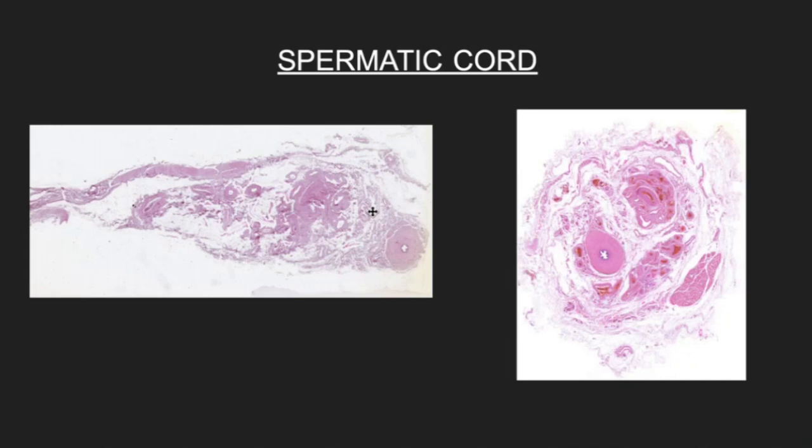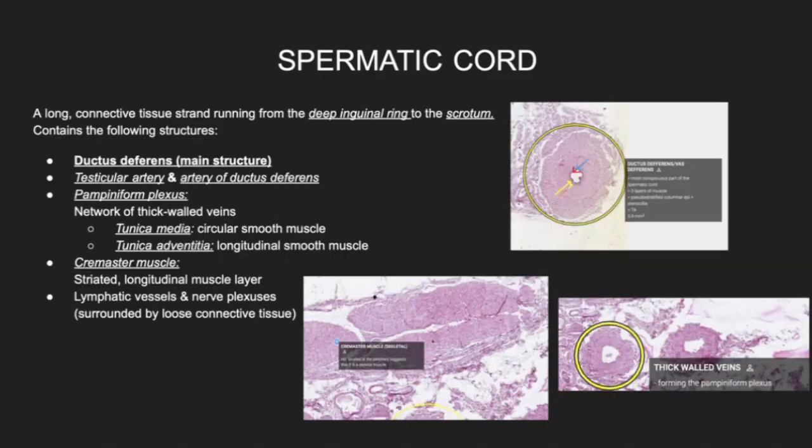Both of them are the same structure. It's the spermatic cord. Now let's look at some theory and then I'll explain the slide. When we talk about the spermatic cord, it is a really important structure that connects the testes to the rest of the body. It stretches from the deep inguinal ring, goes through the inguinal canal, and then ends in the scrotum.